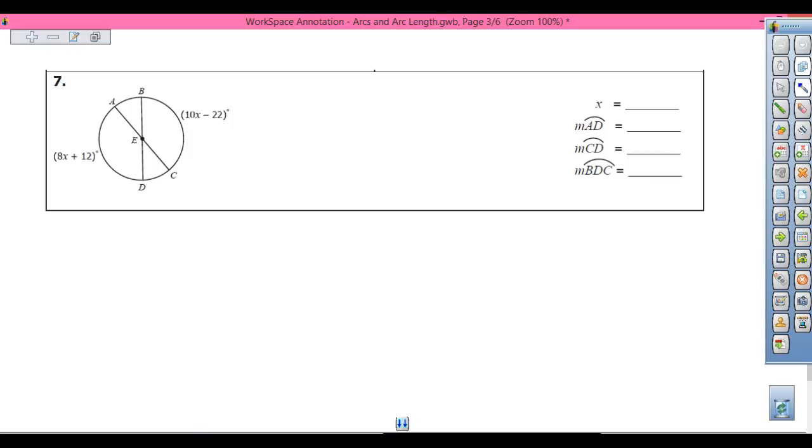Okay, so how can I find x? What can I set up? Yeah, they're going to equal each other. Why? Because they're vertical angles. So 10x minus 22 equals 8x plus 12. So I move this guy over. 2x equals, oh, no, I have to move it the other way. Not bad. 2x equals 34. So x is what? 17, yep.